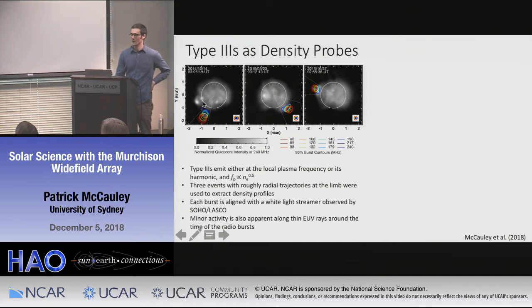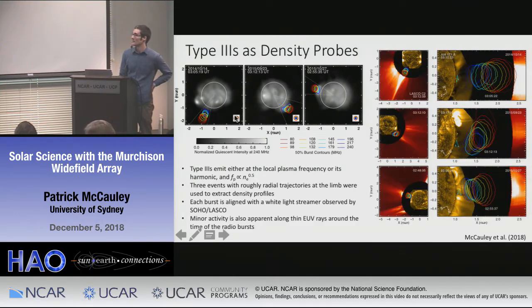So the grayscale is showing the thermal, or the quiescent background at our highest frequency, 240 megahertz, and then the colored contours are the burst sites. So each of these bursts happens to be associated with a white light streamer observed by LASCO, and you'll also see a little bit of activity in very thin EUV rays that are hard to see in this image, but are also more or less aligned with the path of the radio bursts.